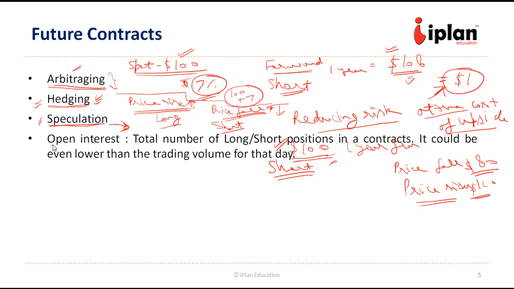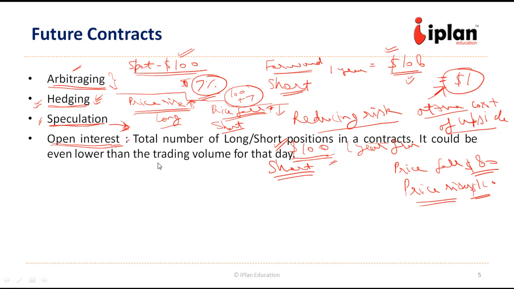Let us look at a few other definitions. The open interest. This is one of the most commonly used terms for derivatives. This is nothing but the total number of long positions or the total number of short positions in a contract. So they will invariably be equal to each other, which is known as open interest.